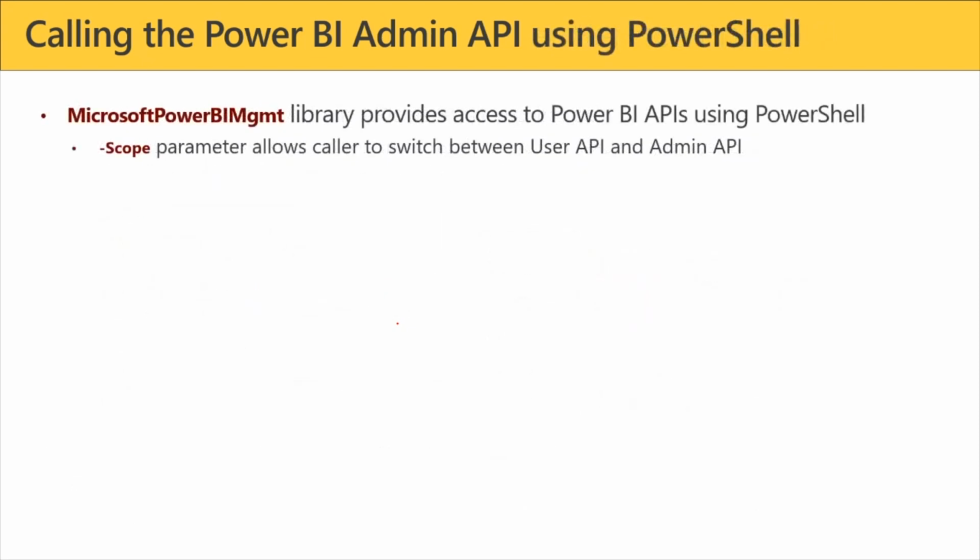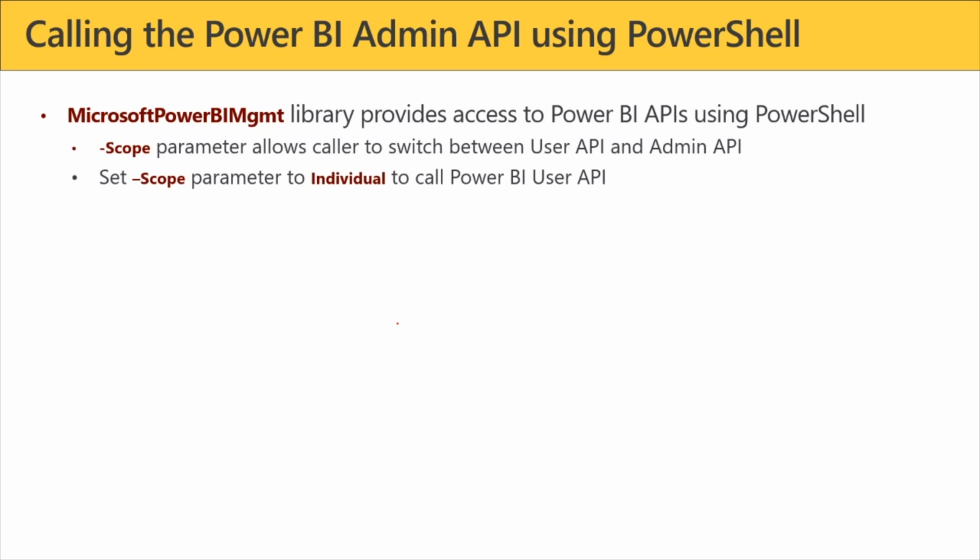Okay, now let's get up and going with our first example. In a second, we're going to do most of our demoing with C#, but let's say that I want to do something with PowerShell. So PowerShell has a set of library commandlets, Microsoft Power BI Management, and it has a scope parameter.